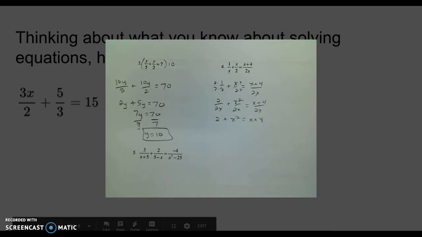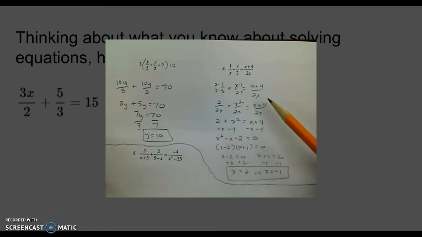Go ahead and pause the video, and you can take a look and check your answer. So again, in this particular situation, we ended up with a quadratic. And so you worked through, collected all your terms on one side, so that your quadratic was equal to 0. And then we could use the zero product property to factor and solve. And we ended up with x equals 2 or x equals negative 1.